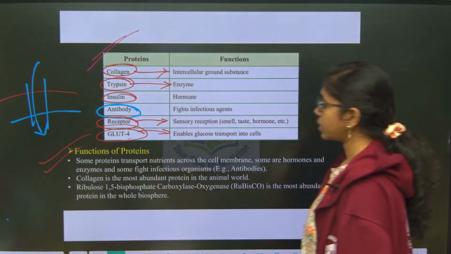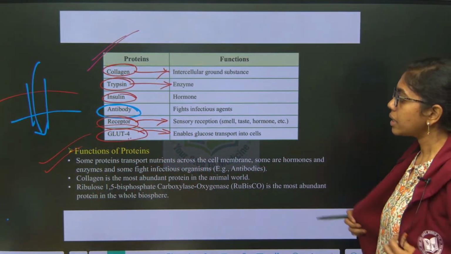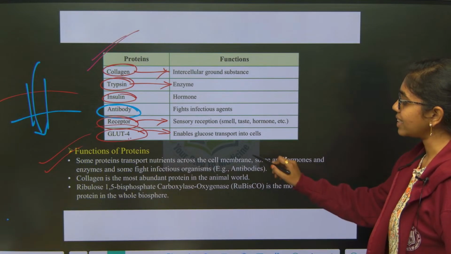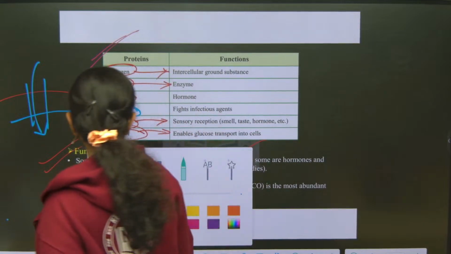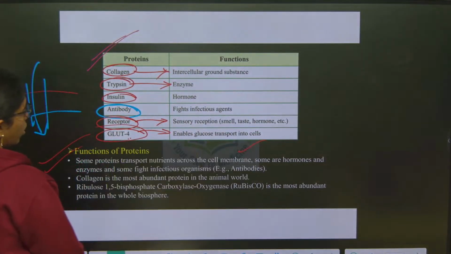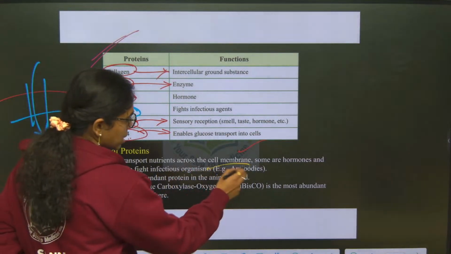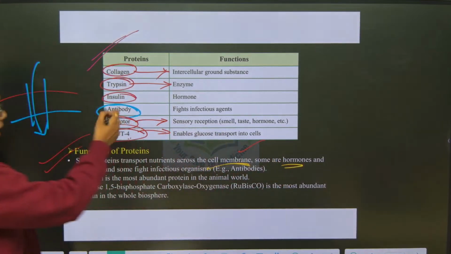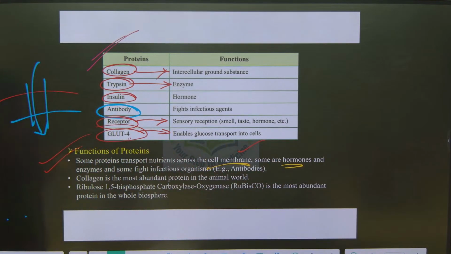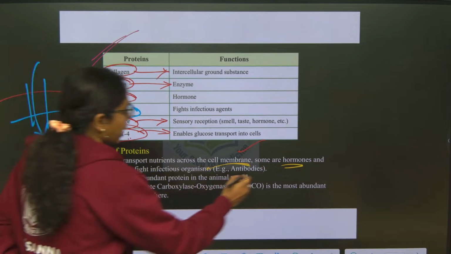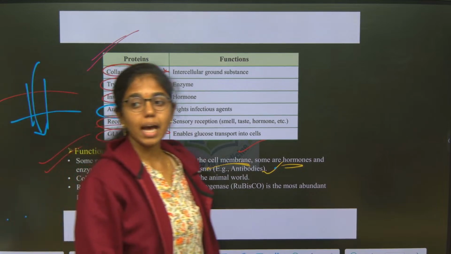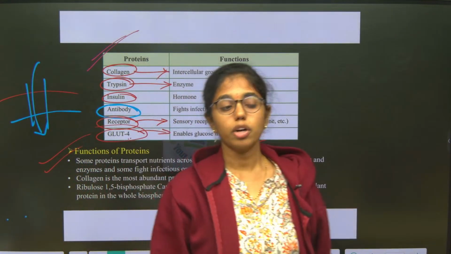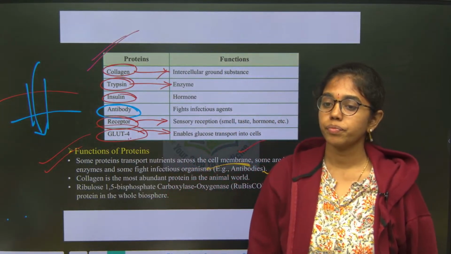Next, functions of proteins. Some proteins transport nutrients across the cell membrane. Some are hormones like insulin, some are enzymes like trypsin, and some fight against infectious agents like antibodies. Collagen is the abundant protein in the animal world. Rubisco is the abundant protein in the plant world. Rubisco is synthesized from?